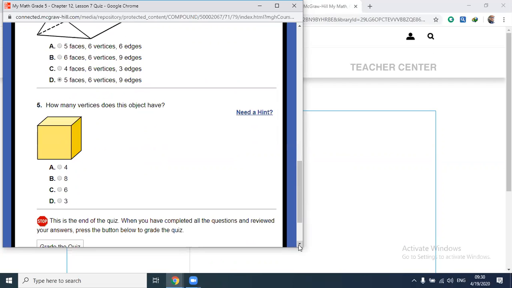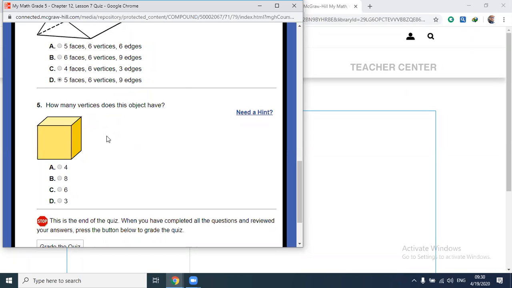How many vertices does this object have? Can you answer it, Saud? How many vertices? The vertices, okay. 6. Are you sure? Teacher, do I need to count the behind? Yes, all of them.